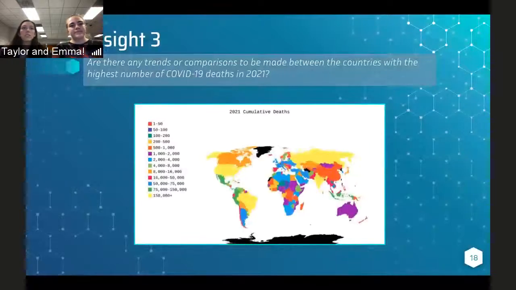So we also created this map using our data from the whole world that shows the number of cumulative deaths in 2021 each country has, as color based on the scale shown in the legend. This is another way to show the number of deaths for COVID each country has, and then you can potentially figure out why that is the case and what the difference is in some of the countries.